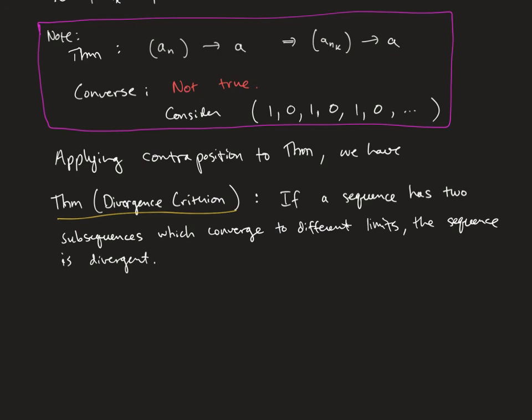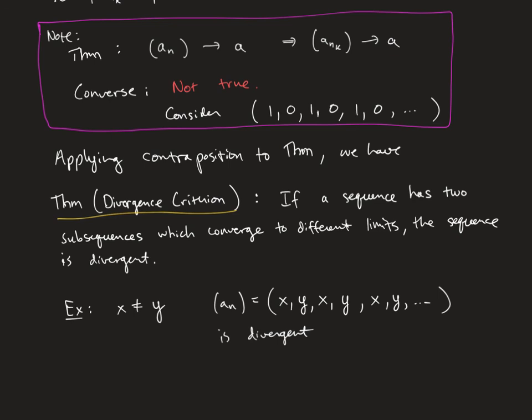As an example of this, if we have x not equal to y, real numbers, then we can consider the sequence of alternating x's and y's. This is not convergent, or is divergent, because you have this subsequence of constant x's converging to x, and a subsequence of constant y's converging to y, and they're not equal. Since the subsequences are converging to different limits, our original sequence must be divergent.